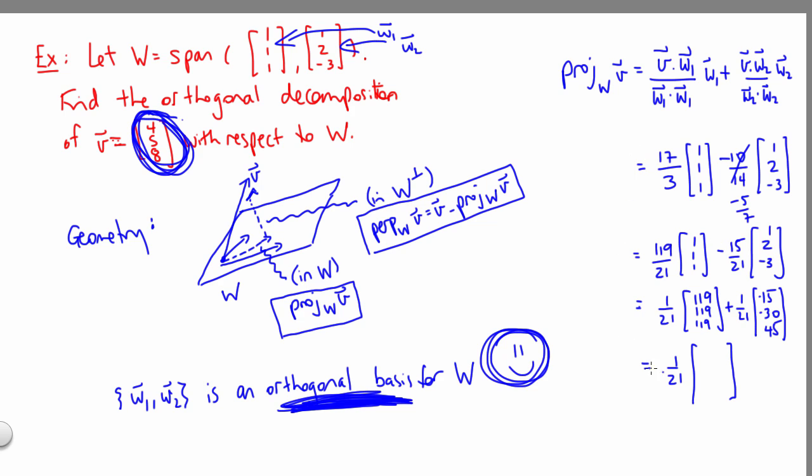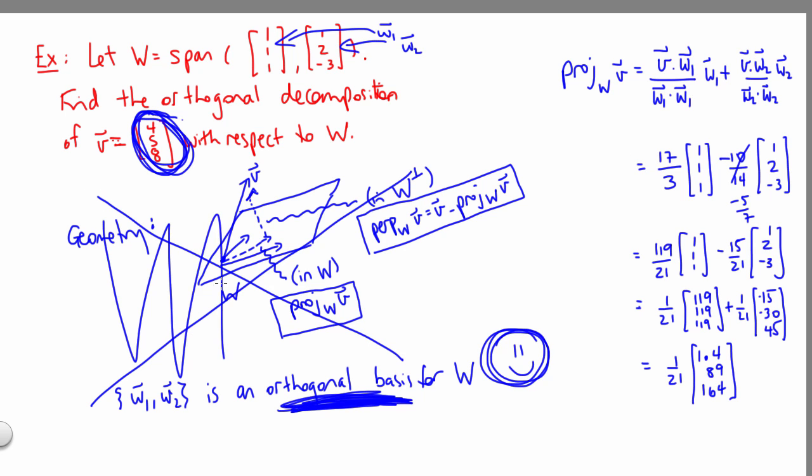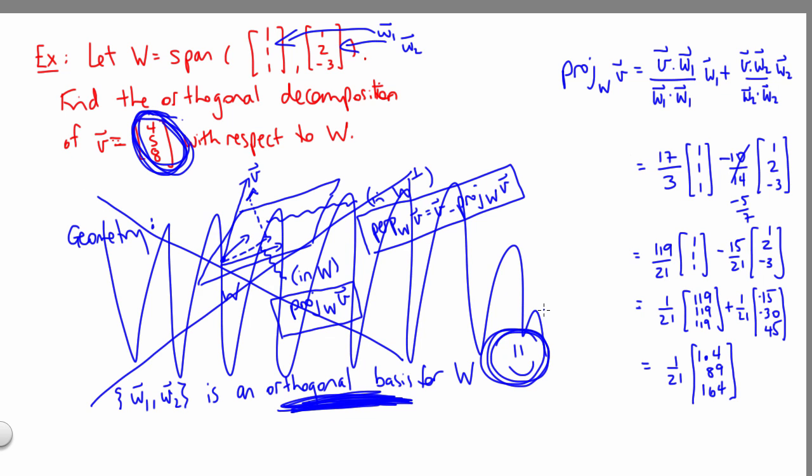The projection is going to come out to 1 over 21 times the following vector. It'll be 104, 89, 164. So now at this point I'm going to erase this portion of the problem and we'll finish up by finding our perpendicular vector.